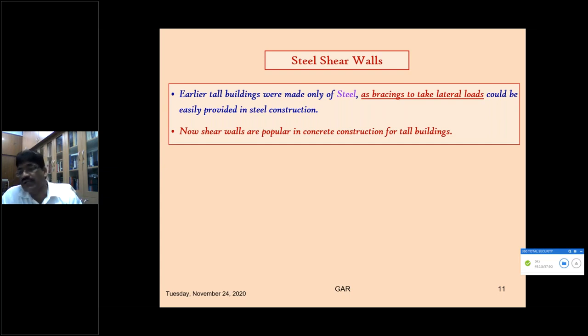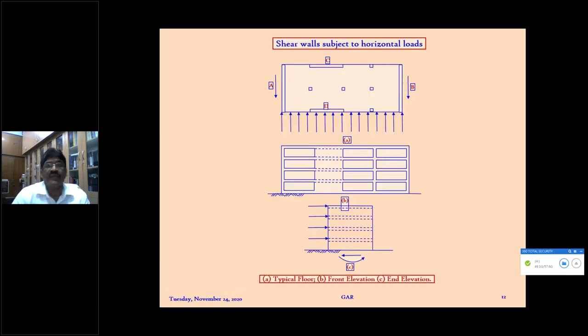Initially, in tall buildings, concrete was not very popular and masonry was not so popular, but steel systems were, because with industrial development, steel elements of different sections were available. As bracing elements, you can join the main system to the secondary system, so it was very easy for the fabricator to complete the work very fast. But now that is gone. In all tall buildings now, reinforced concrete shear walls are predominant because of their versatile nature.